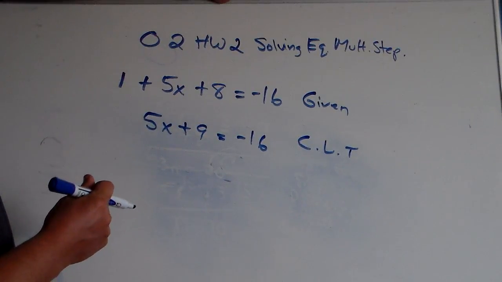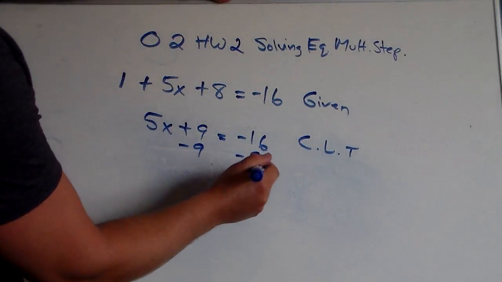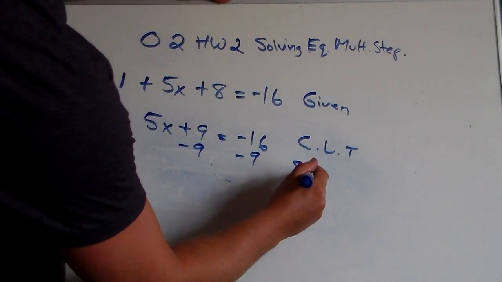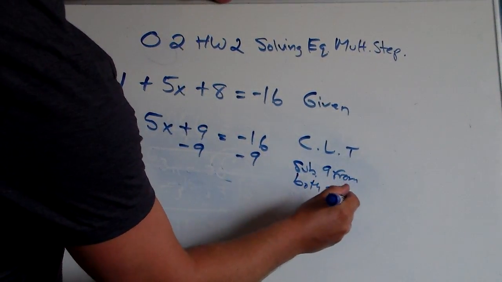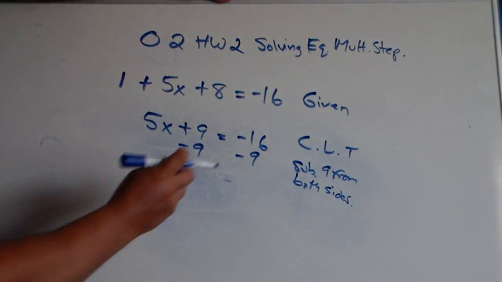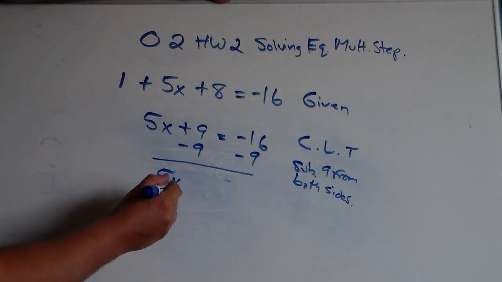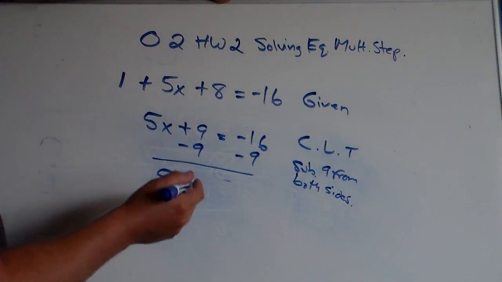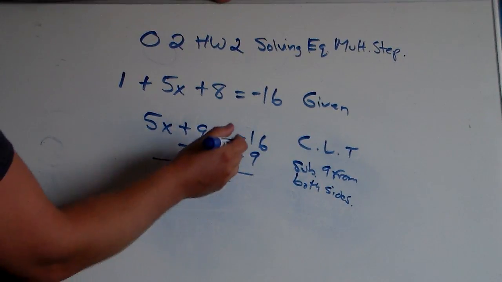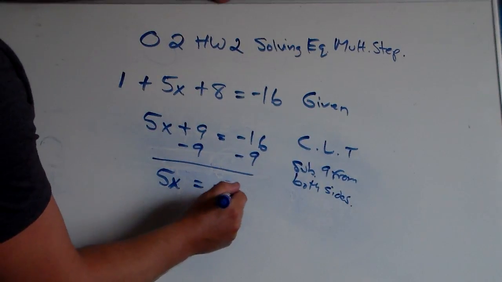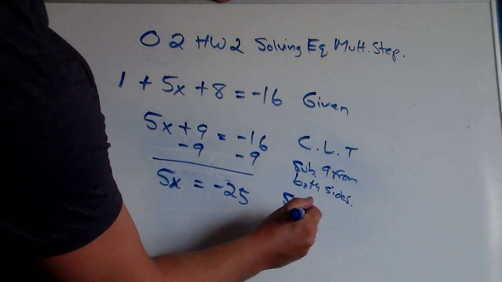Now we're just using our inverse operations. Positive 9. The opposite is negative 9. That's our inverse operation. So we subtract 9 from both sides. Carry down our 5x. Positive 9, negative 9, they cancel out. So carry down our equal sign. Negative 16 minus 9 gets you negative 25. So all we did was just simplify.